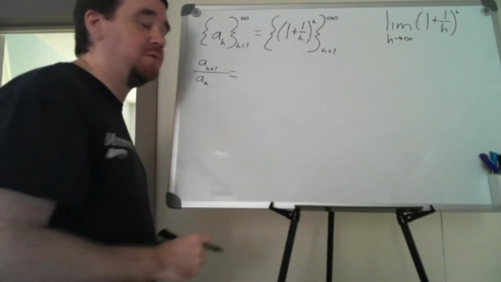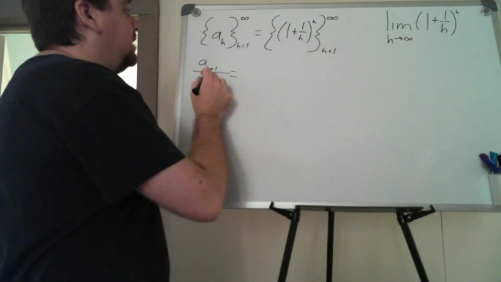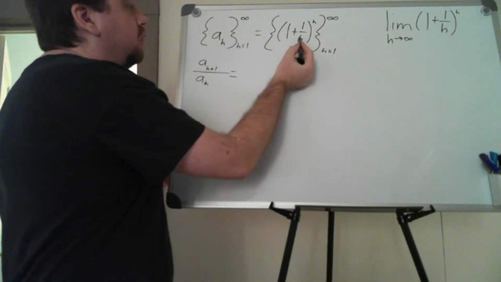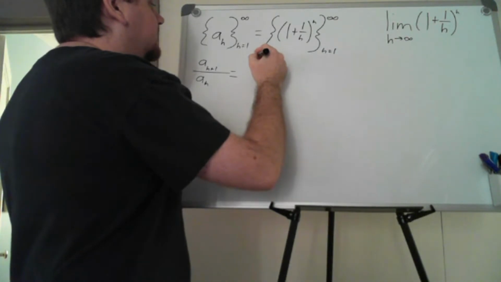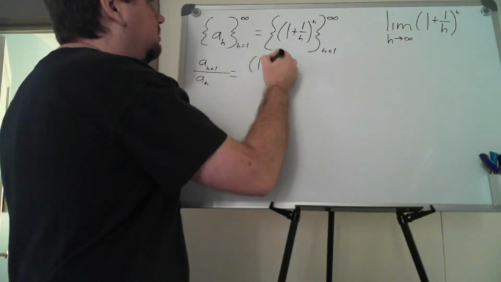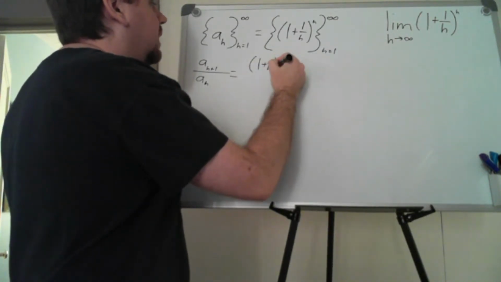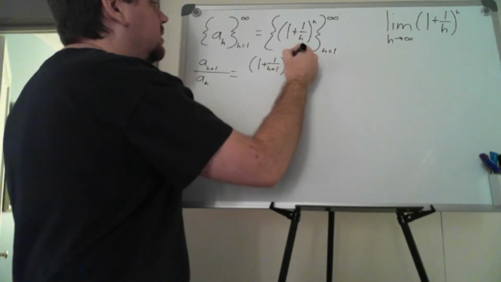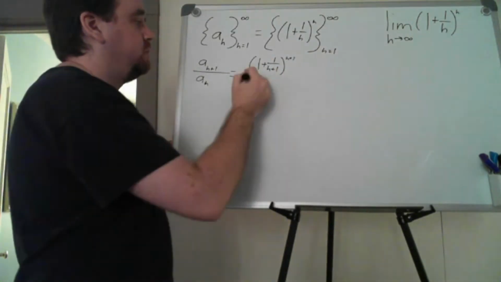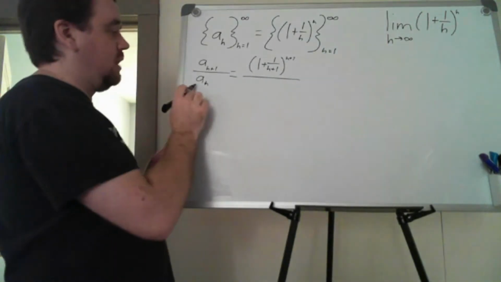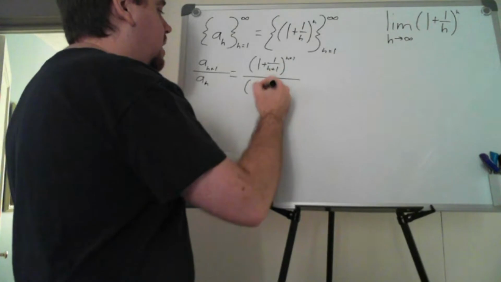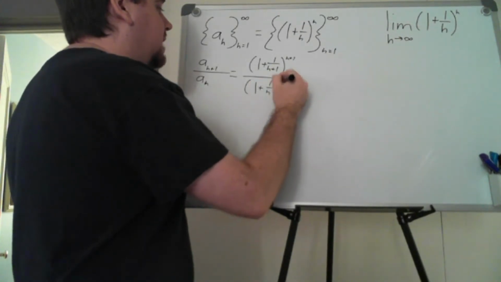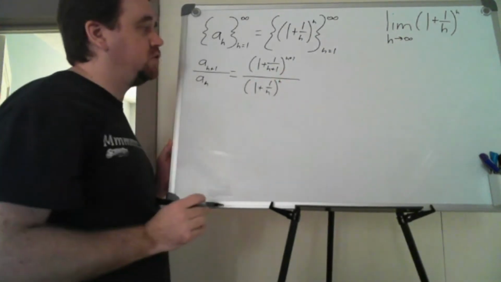I think that'd be pretty cool. Alright, so a sub h plus 1 basically means for all of my h's here, I'm going to put in an h plus 1. So I've got, in my numerator, 1 plus 1 over h plus 1 to the power of h plus 1, all over, and now a sub h, well, that's just my formula. So I've got 1 plus 1 over h to the power of h.